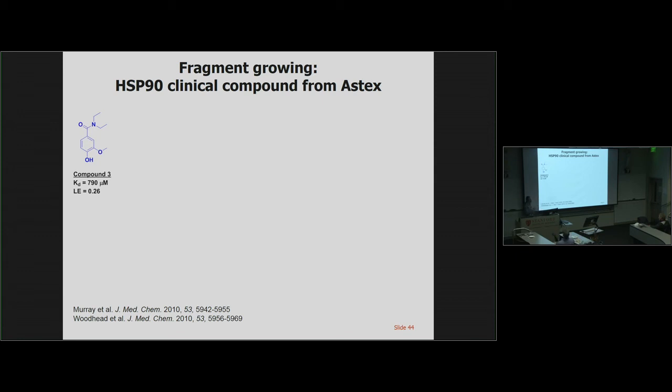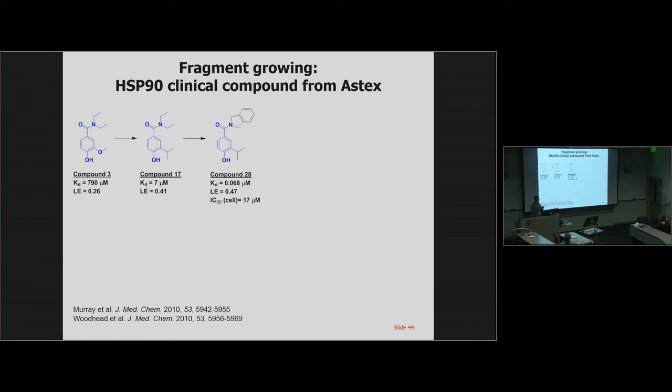This actually was not the best hit. You know, it's pretty weak, close to a millimolar binder. Ligand efficiency is really nothing to write home about. But what they noticed when they looked at the crystal structure is that the methoxy group is in a lipophilic region of the protein. And so just by replacing that methoxy with an isopropyl group, they could gain 2 orders of magnitude affinity. They also recognized that this portion of the molecule is pointing to another hydrophobic region of the protein. So by building out here, they could gain another 2 orders of magnitude affinity.